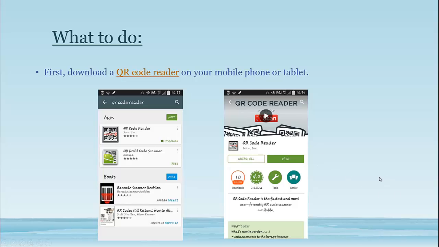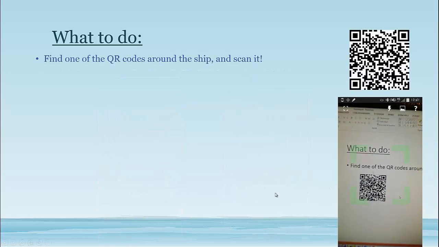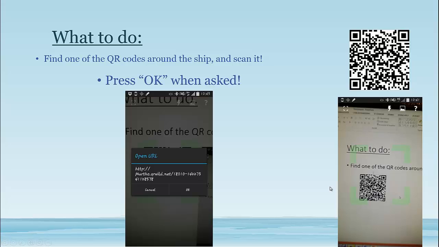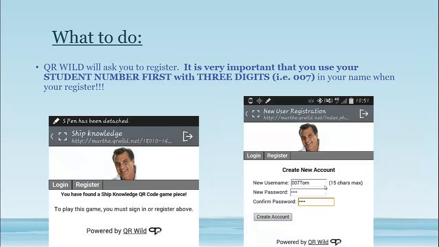Okay, so once you've got the QR code reader installed on your phone, then you find one of the codes around the ship. I've put codes on every deck outside your cabins, so it should be easy enough to find. They look like this. So scan the code with your QR code reader, and it'll come up like this. It'll say open the URL, so you say yes, okay, do that, and then you'll come into QR Wild. That is the site that's hosting our QR code game, Ship Knowledge.